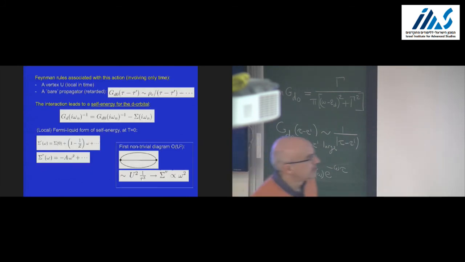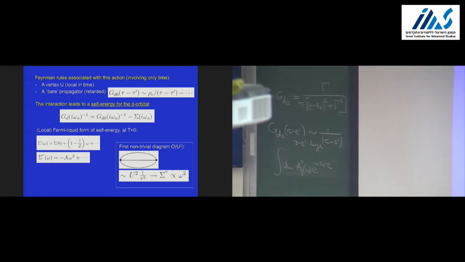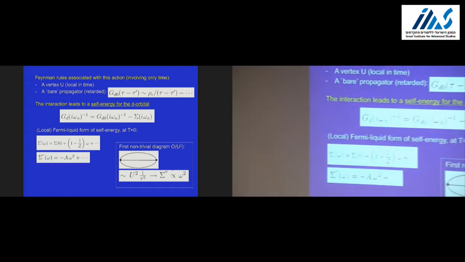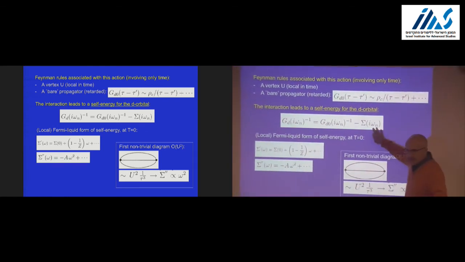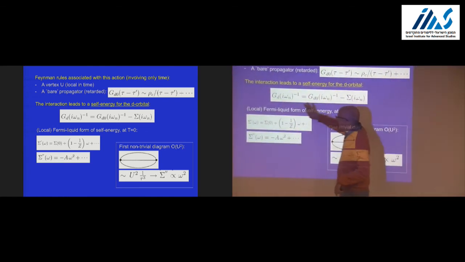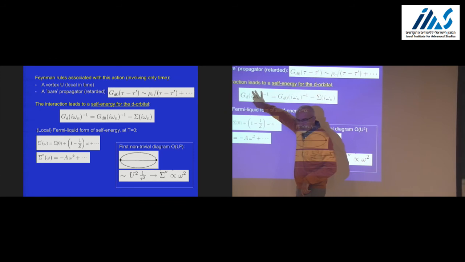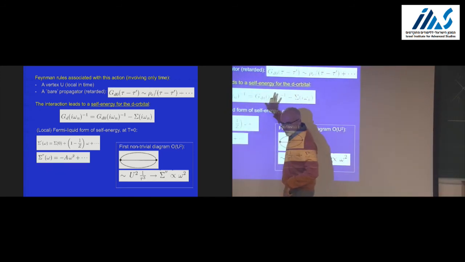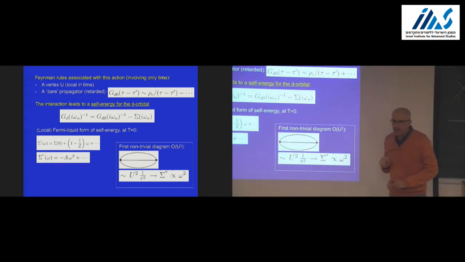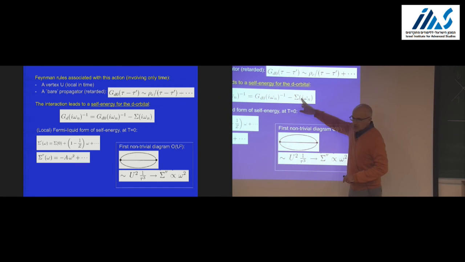So now we can calculate the first order correction to the self-energy of the problem. I can introduce a self-energy, which is the difference between the inverse of the interacting Green's function and the bare Green's function in the absence of interaction. I guess you're all familiar with that. And I can calculate the first non-trivial graph.